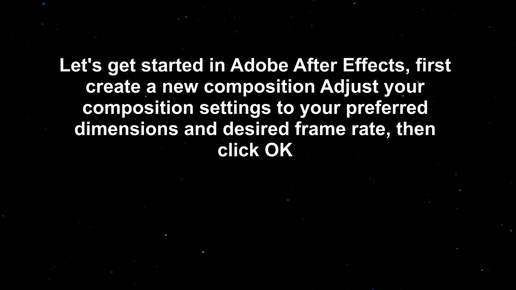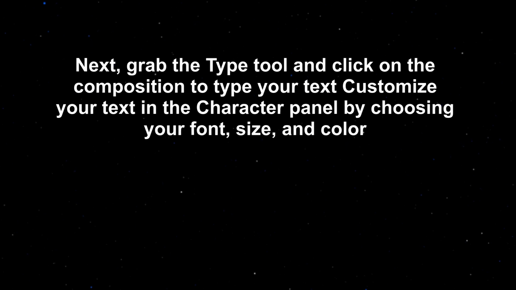First, create the new composition. Adjust your composition settings to your preferred dimensions and desired frame rate. Then click OK. Next, grab the Type tool and click on the composition to type your text. Customize your text in the Character panel by choosing your font, size, and color.